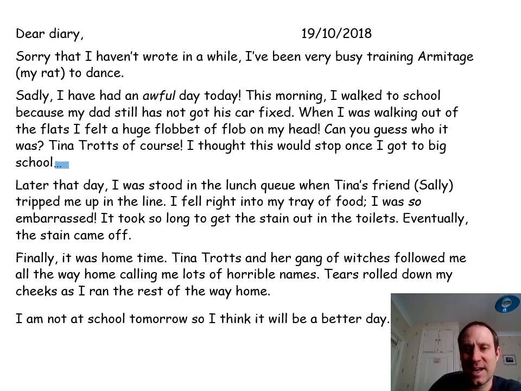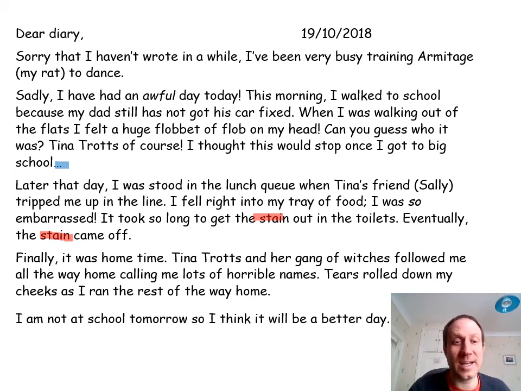It took so long to get the stain out in the toilets. Eventually, the stain came off. Do we need to identify stain twice? That diary entry could have said it took ages for it to come off. Maybe. It's a bit repetitive saying it twice.